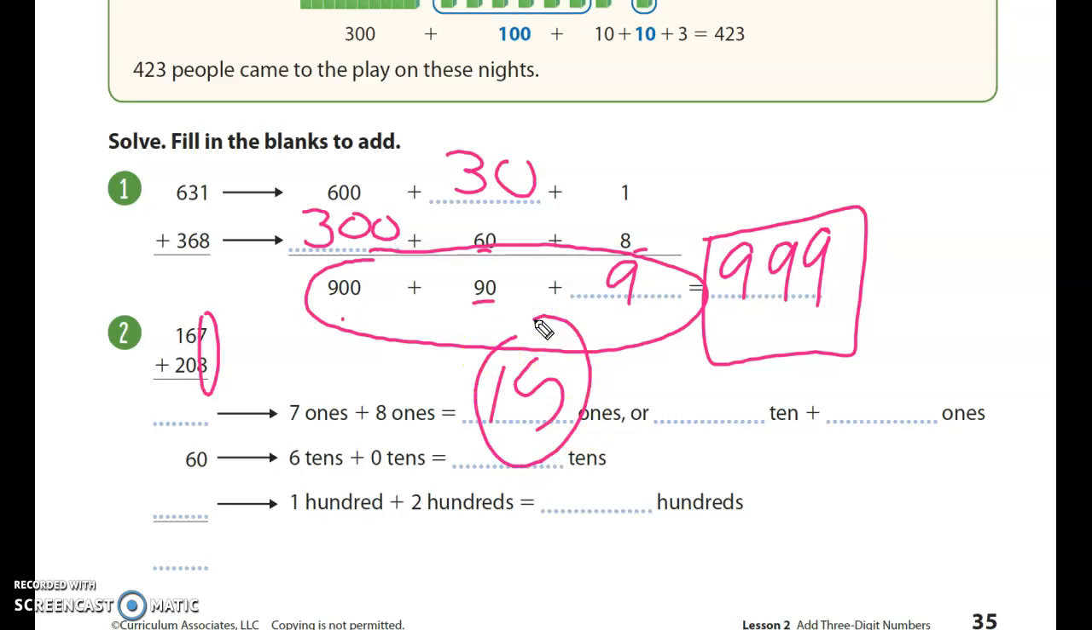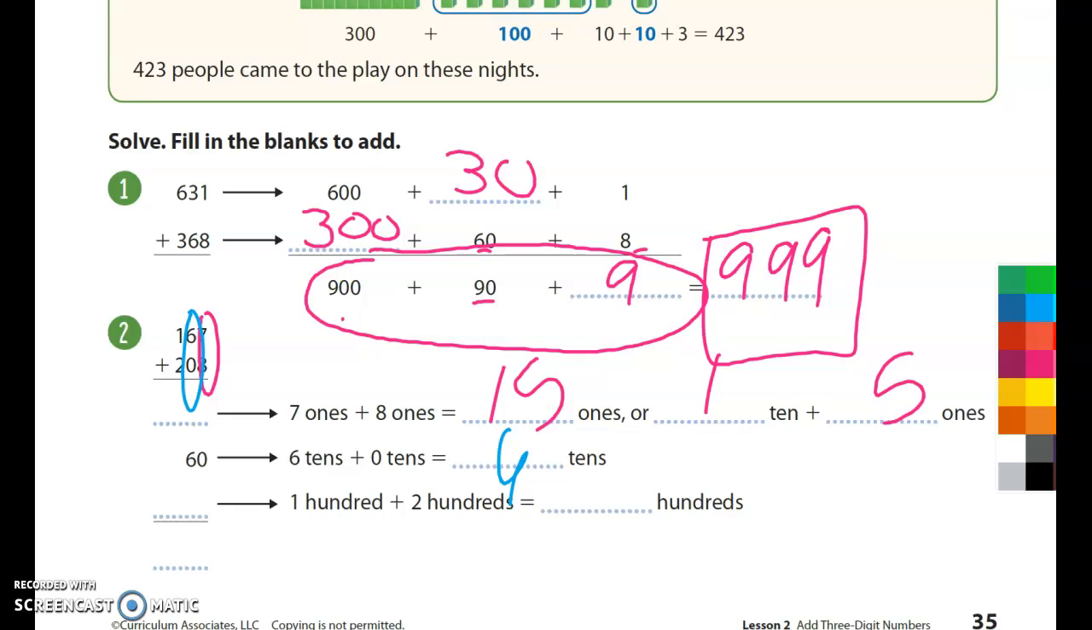How do I write 15 in expanded form? How many 10s do I have in 15? 1. And then how many 1s do I have in 15? 5. So 1 ten and 5 ones. After I add the 1s, I add the numbers in the tens place, right? Okay. I have 6 tens and 0 tens. So 6 plus 0 is 6. So I have 6 tens. And then after I'm done with that, I add the numbers in the hundreds place. Okay.